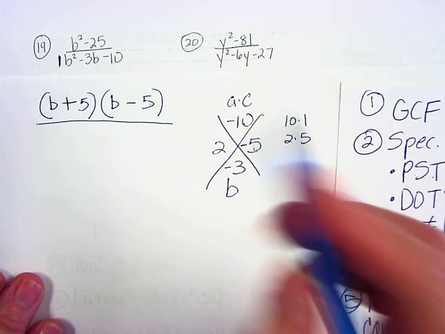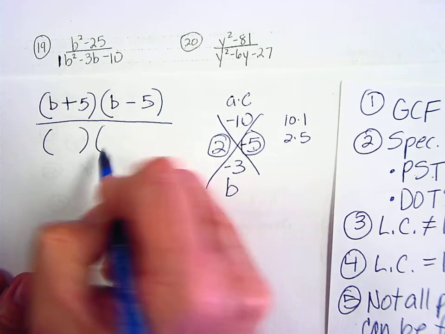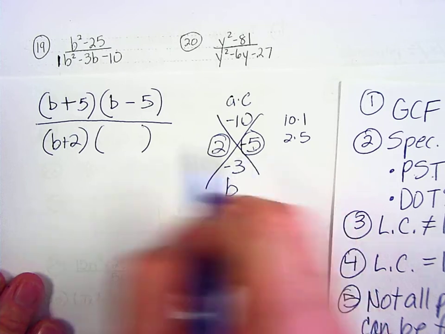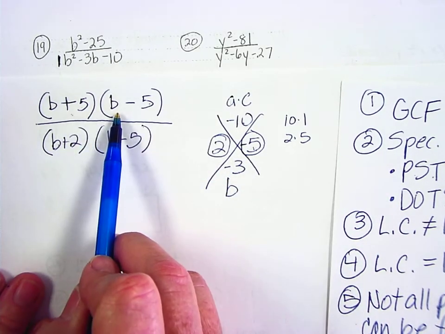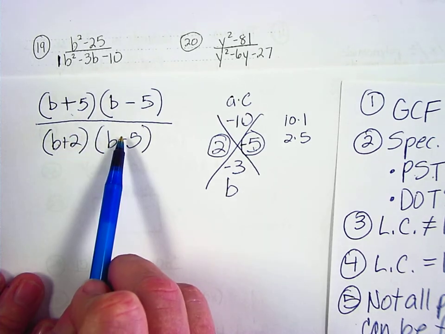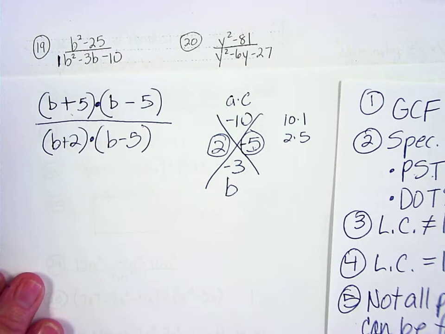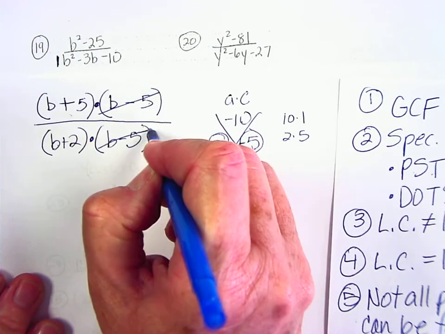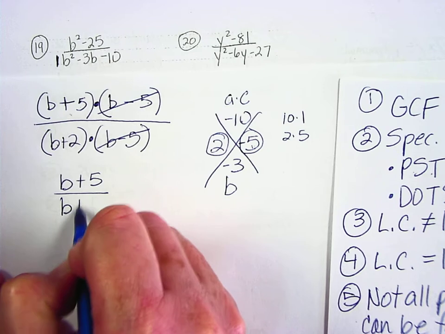We have liftoff. I'm going to use these 2 numbers right here in my binomials, and my binomials are b plus 2 and b minus 5. Now I have 2 factors in my numerator. I have 2 factors in my denominator. Factors are things that we multiply together to get a product. Are any of my factors exactly alike? Yes, b minus 5, exactly alike. I'm left with b plus 5 over b plus 2.